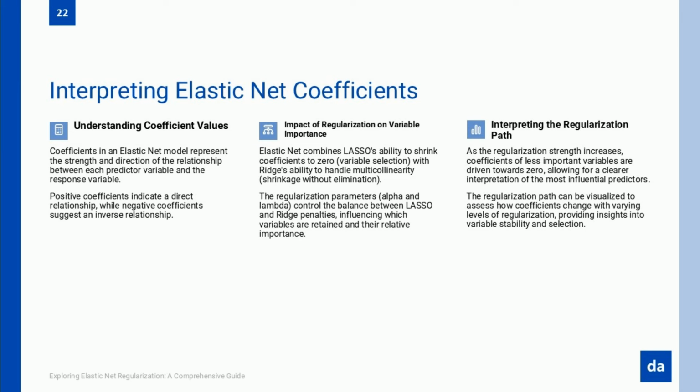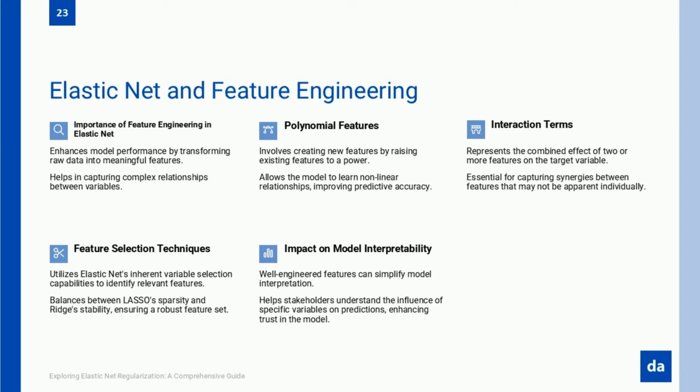Now that we know how to read the model's outputs, let's dive into the next step: how Elastic Net works alongside feature engineering to create even better models. A model is only as good as the data it's trained on. No matter how advanced Elastic Net is, if we feed it messy, irrelevant or poorly structured data, it won't perform well. That's where feature engineering comes into play.